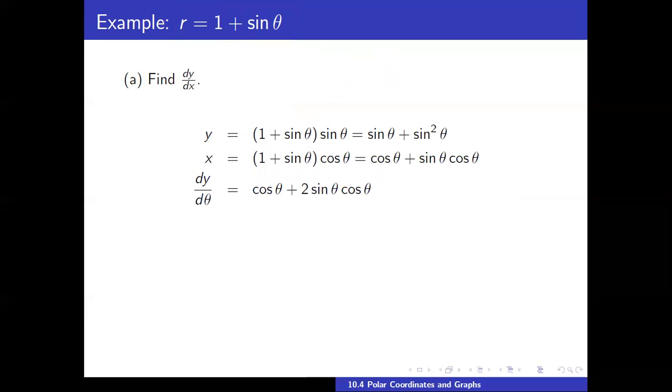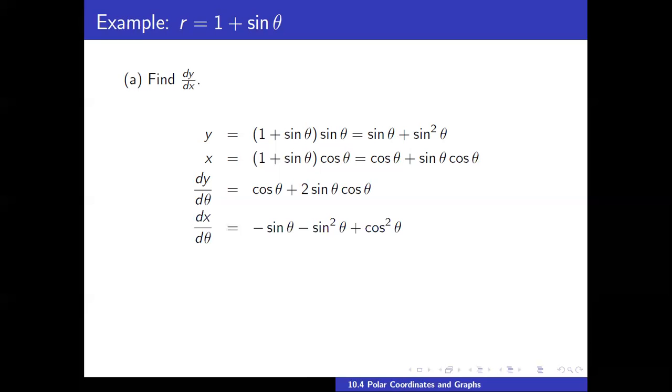So what is dy d theta? Well, look at that. I have y sitting up there. Dy d theta is derivative of sine, which is cosine. What's the derivative of sine squared of theta? Well, I would have to use the chain rule. It's going to be 2 sine of theta to the first times the derivative of sine, which is cosine. All right, so there's dy d theta.